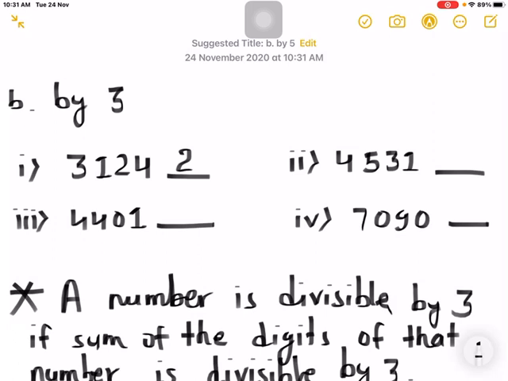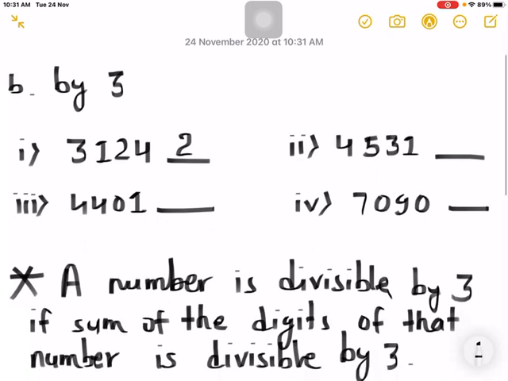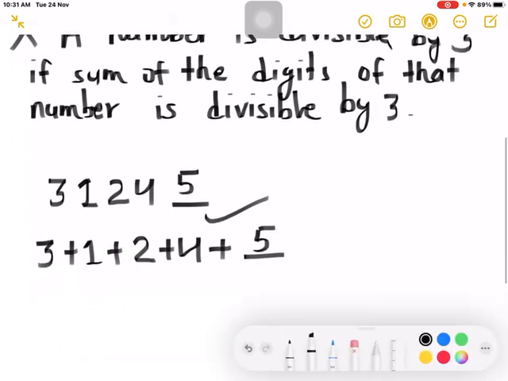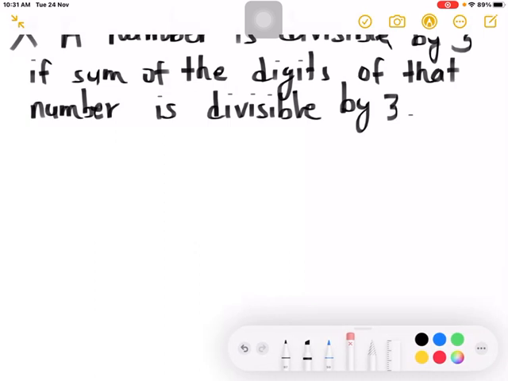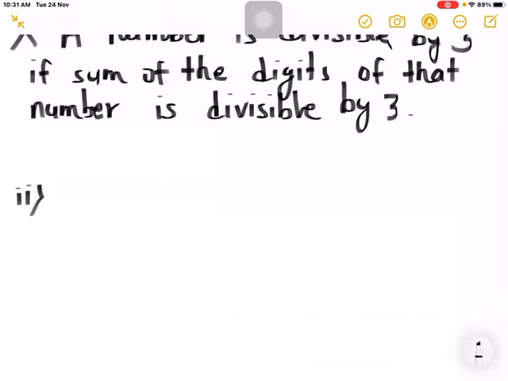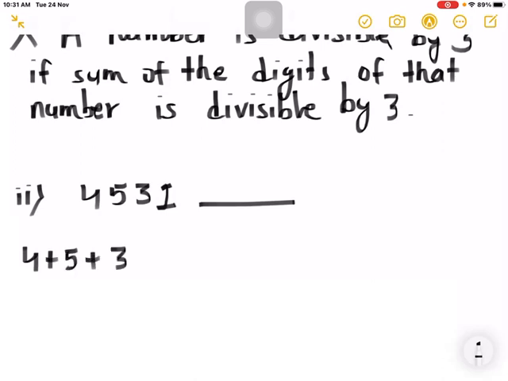So similarly, you try to find out the correct digit for other numbers. Can you find out? Okay, let me do number 2 then, okay? In number 2, the number was 4 5 3 1, and you have to add here, okay? 4 plus 5 plus 3 plus 1.